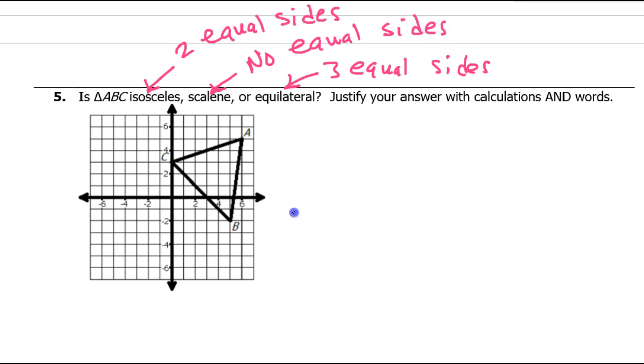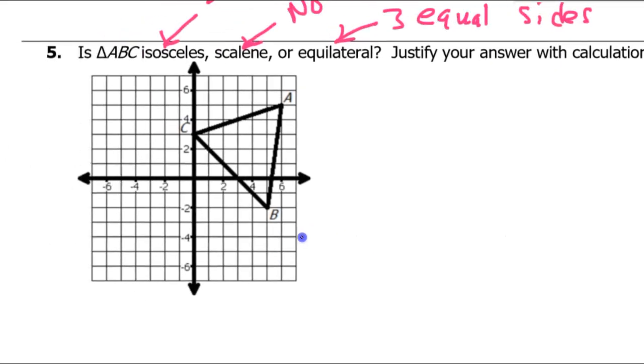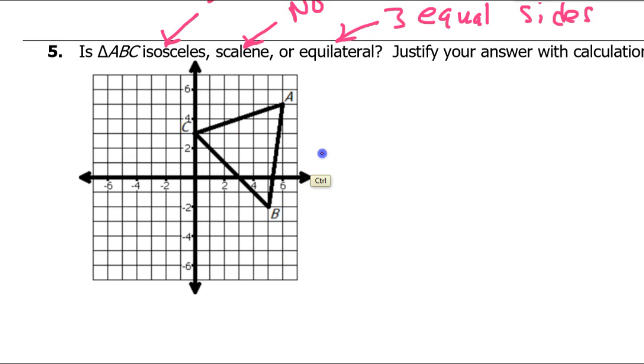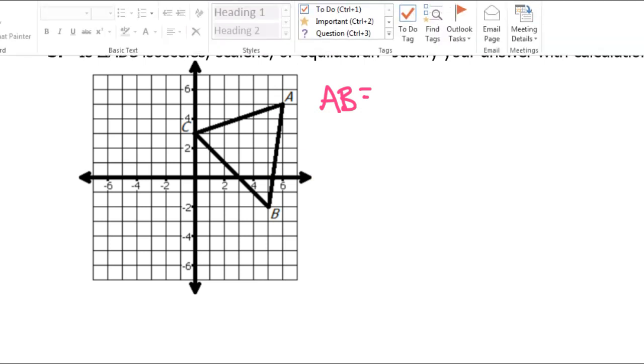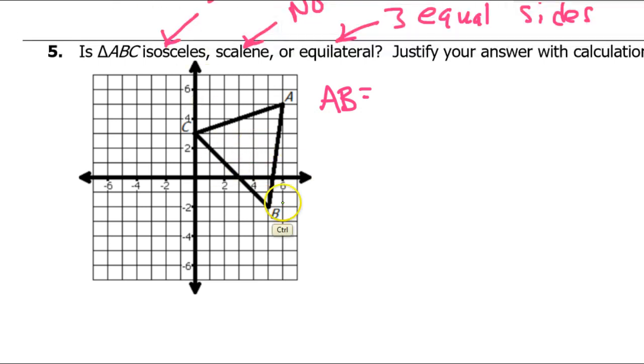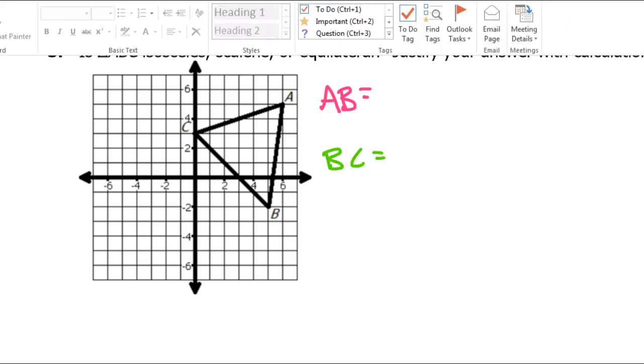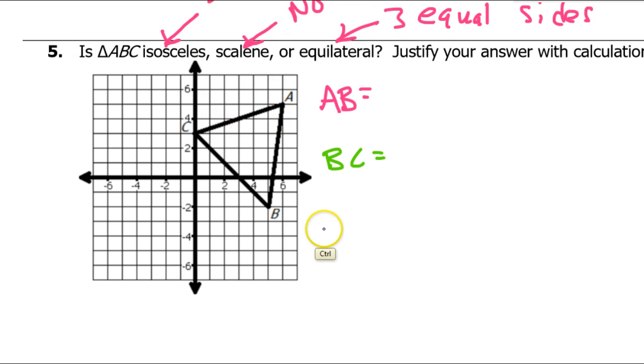So basically my strategy is going to be to find the lengths of all 3 sides. So I need to find the length of side AB. And by the way, if I just write AB like this, it means the length of side AB automatically. I'm going to find the length of side BC. And I'm going to find the length of side AC.